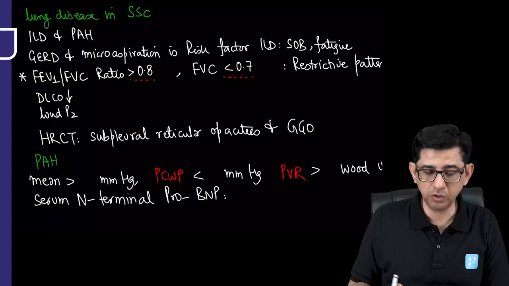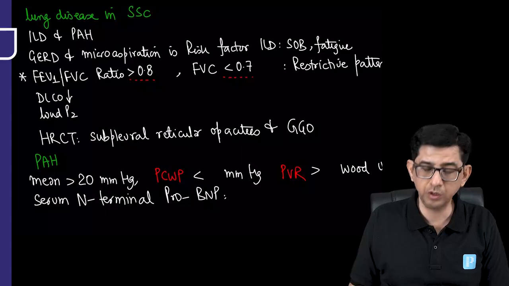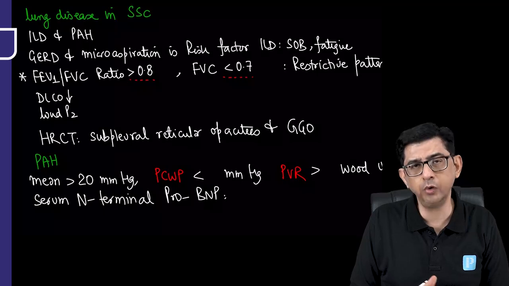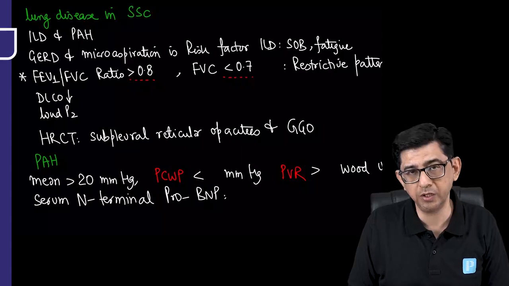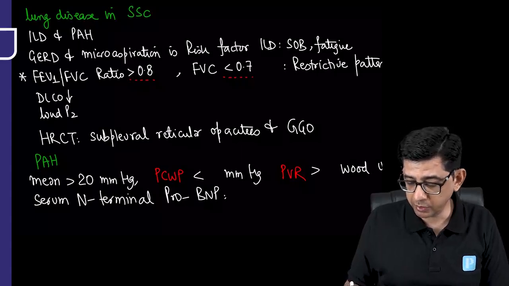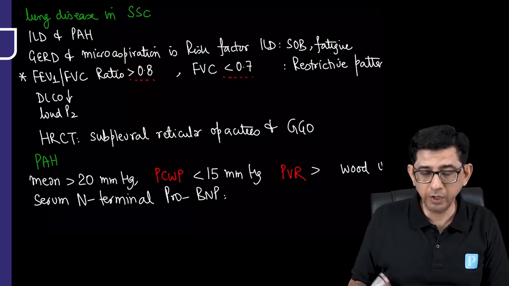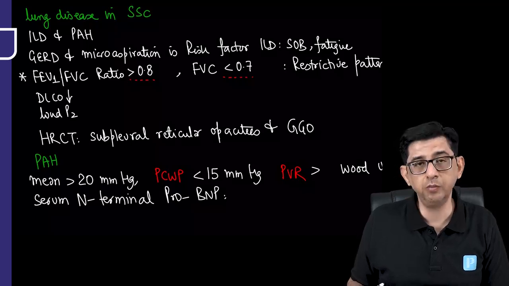Now, what is the definition of pulmonary artery hypertension? It is mean pressure. Normal mean pressure in the pulmonary artery would be 15 millimeters of mercury. If it goes beyond 20, usually the range 20 to 22, that's when we say pulmonary artery hypertension. The pulmonary capillary wedge pressure is elevated in heart failure. But at the moment, there is no heart failure. So PCWP has been mentioned to be less than 15 millimeters.